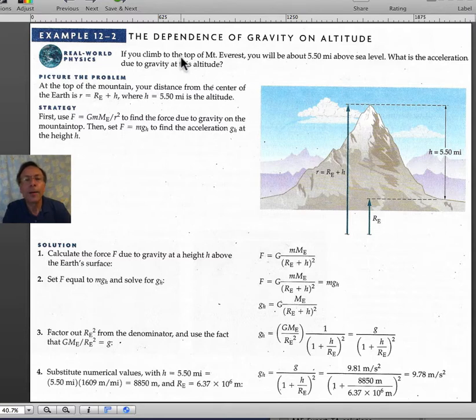So it says, okay, you're climbing to the top of Mount Everest, so you're really far up, and what will be the acceleration due to gravity at this altitude? In other words, if you're standing at the top of the mountain and you drop a pen, what will be the acceleration? Will it still be 9.81 meters per second squared? And clearly the answer is going to be no. Let's see how they do it.